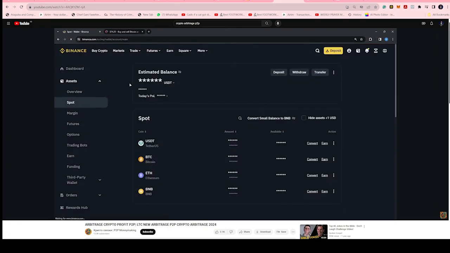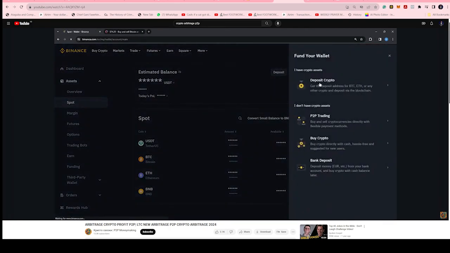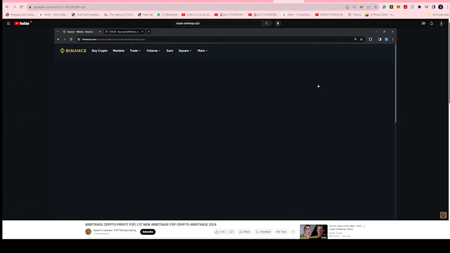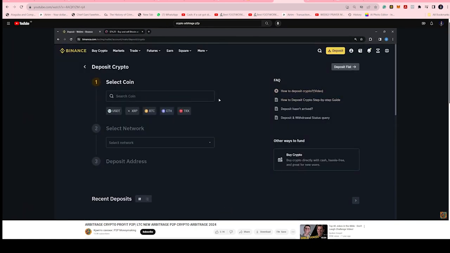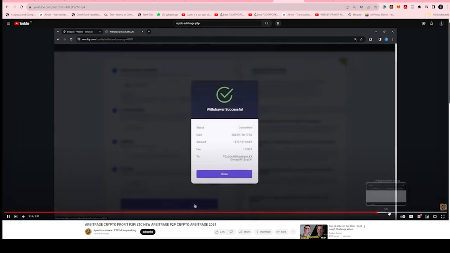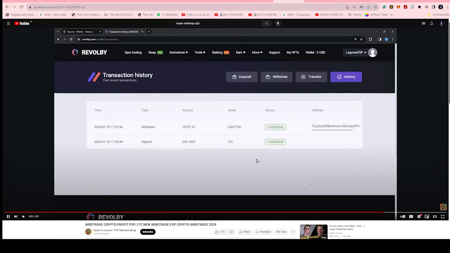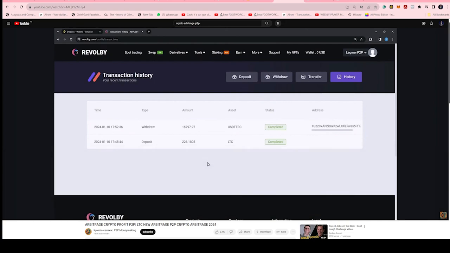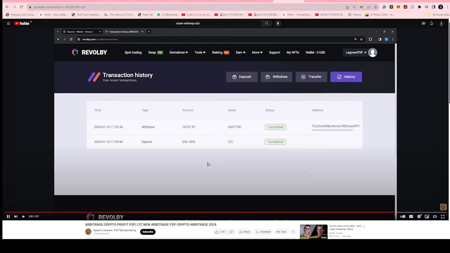Next, go to Binance and click deposit. We choose the network TRC20, copy the address and paste it on Revelby. As we see, the application for withdrawal is approved. Now go to transactions. Well, that's all, the application is approved, and in a few minutes the money successfully arrived to me on Binance.